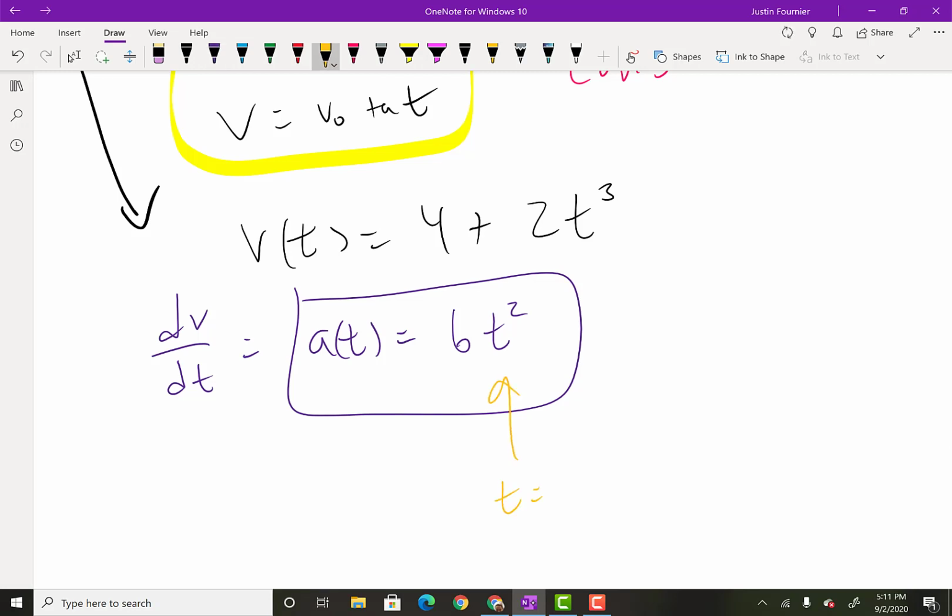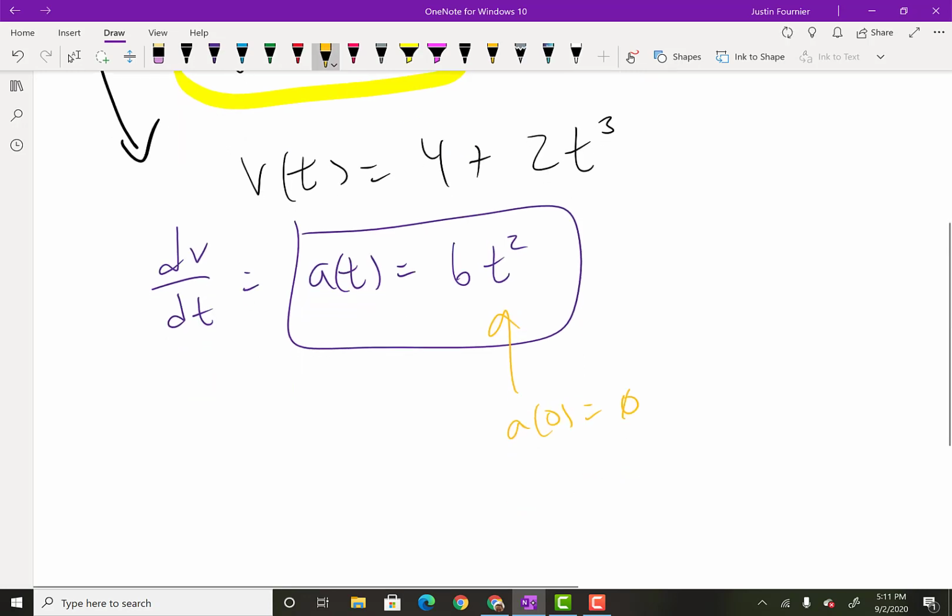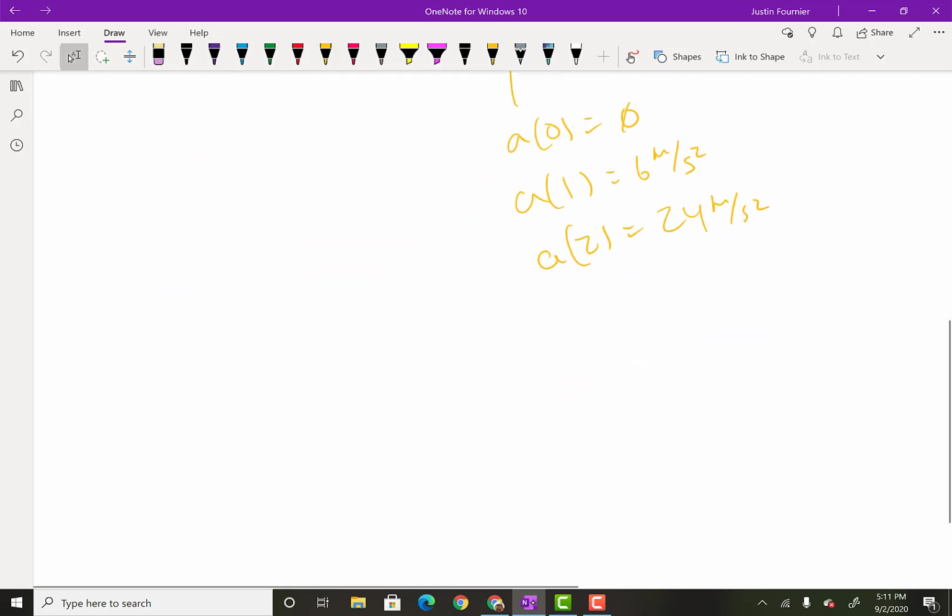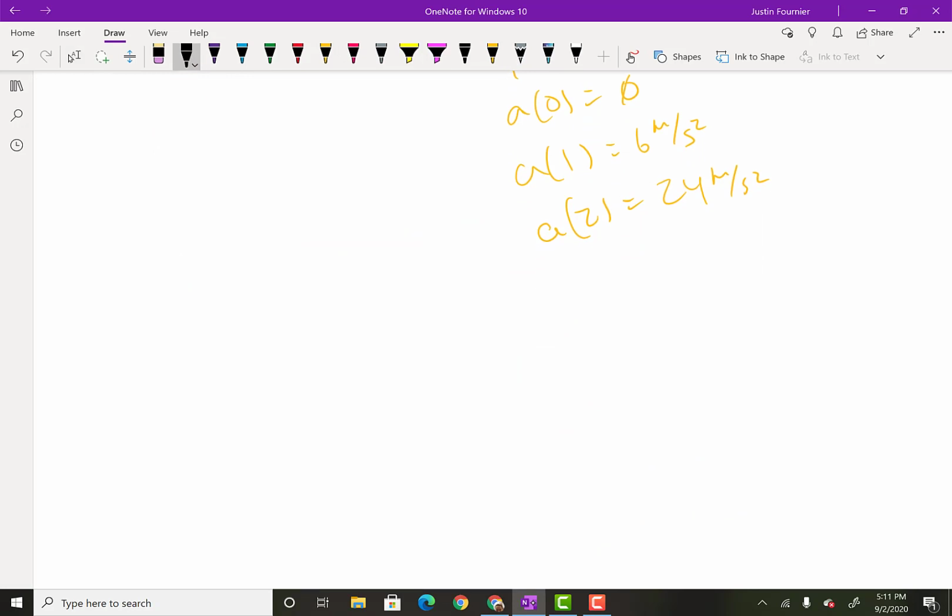If t equals 0, then a of 0 is equal to 0. So the acceleration is 0. A of 1 is equal to 6 meters per second squared. A of 2 is equal to 2 squared, 4, times 6, 24 meters per second squared, et cetera, et cetera. So the acceleration is changing, and therefore the kinematic equations fall apart. They were derived upon the assumption that the acceleration is constant.